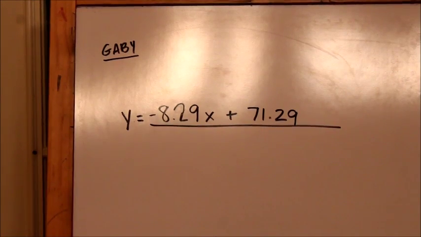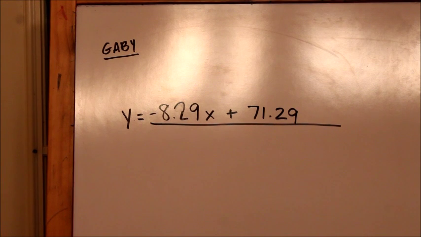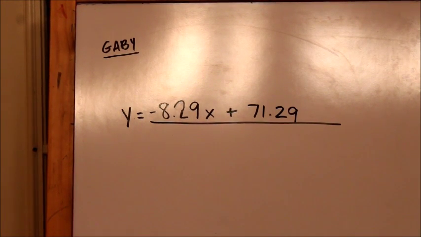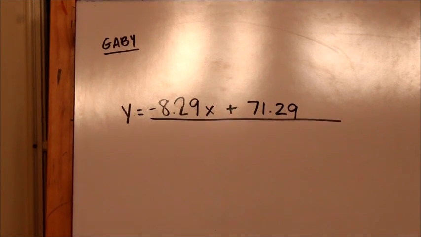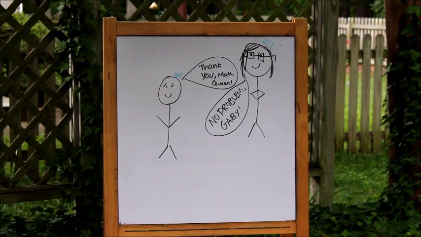The correct equation for Gabby's homework problem is y equals negative 8.29x plus 71.29. After finishing the equation, Gabby thanked the Math Queen for helping her on her math homework.